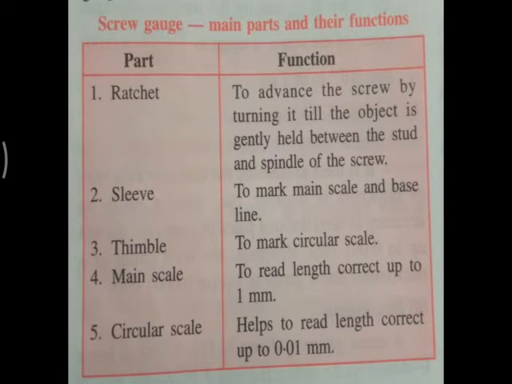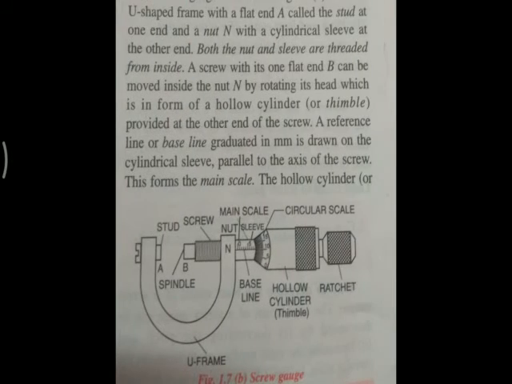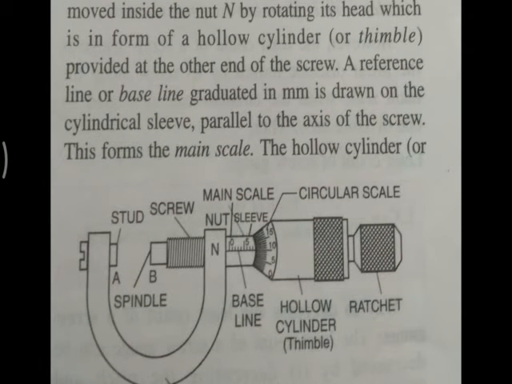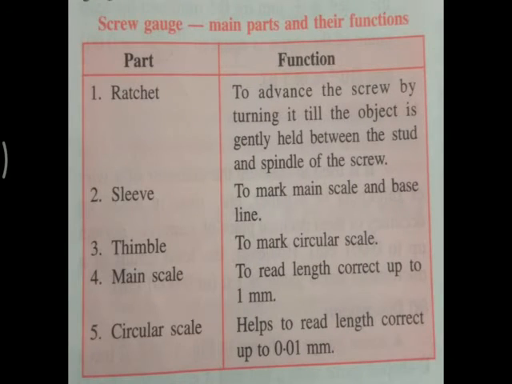So further, what is the sleeve? It marks the main scale and baseline. See over here, have you seen that baseline on the sleeve? Baseline is there and the main scale is also there. The thimble marks the circular scale, that is your circular head. The main scale gives the main reading, correct up to 1 millimeter, and the circular scale is correct up to 0.01 millimeter. These are the main parts of the screw gauge with which we calculate the diameter or the thickness of objects.